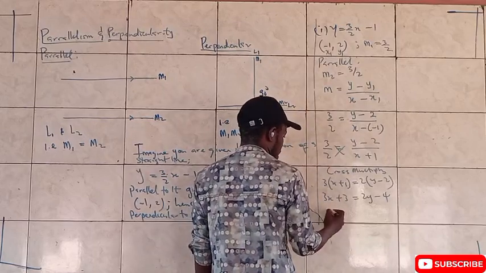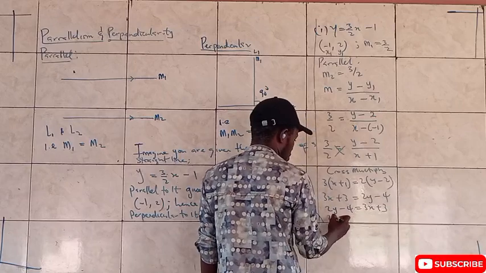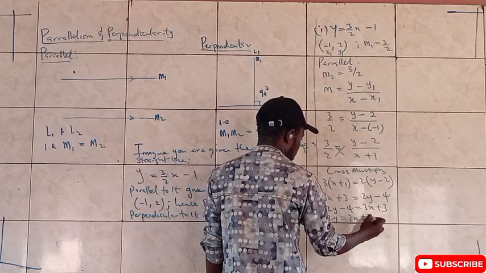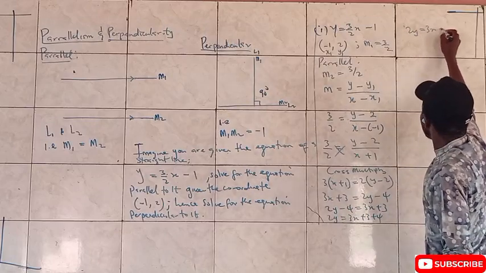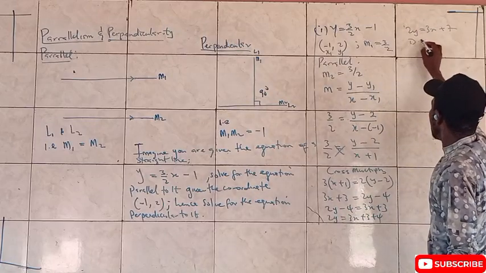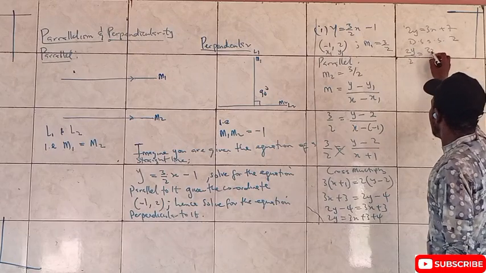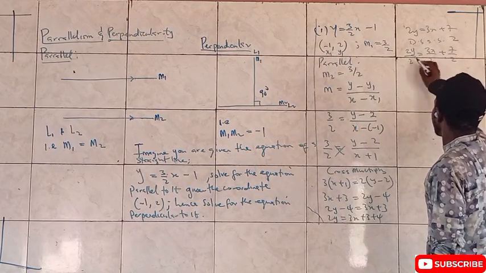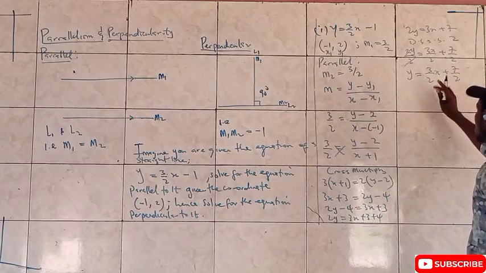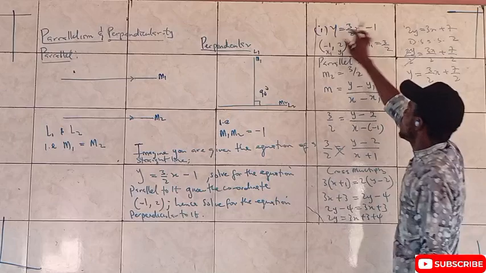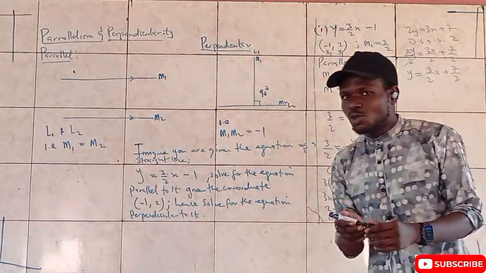So let's rearrange it first of all. Then it becomes 2y equals 3x plus 3 plus 4. Then it becomes 2y equals 3x plus 7. Divide both sides by 2. Remember the drill? Then y equals 3x over 2 plus 7 over 2. Cancel. y equals 3 over 2x plus 7 over 2. What is the slope here? 3 over 2. What is the slope here? 3 over 2. They are parallel eventually. So that's exactly what we were asked to solve for.